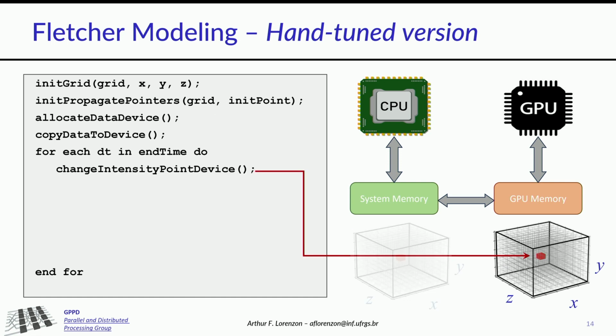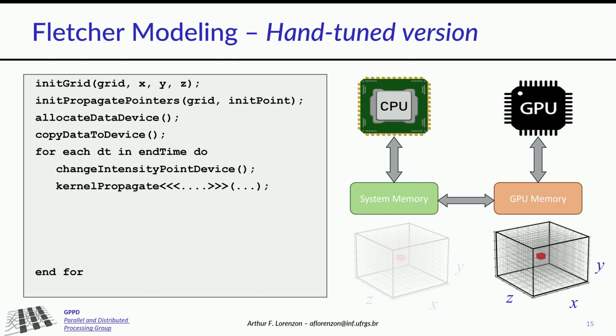Then for each iteration of the wave propagation, it first changes the intensity point in the device grid with a CUDA kernel. Then it does the kernel propagate, which is the main operation of this application. So all of this is performed on the GPU, so there is no operation on the CPU at this time.